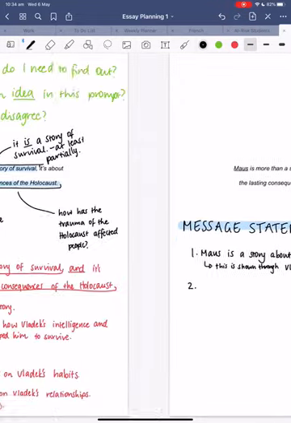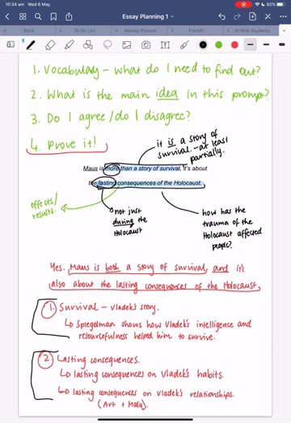All right, so message statement two. Okay, so here we're moving on to the second key idea, and we've got two little dot points in here already. So we're actually going to expand those two into their own message statements. It will reflect how Maus is about more than a story of survival. The key idea is that it's about the lasting consequences of the Holocaust. And I'm going to show that in my essay by having two paragraphs on this idea and only one on this idea. Okay?